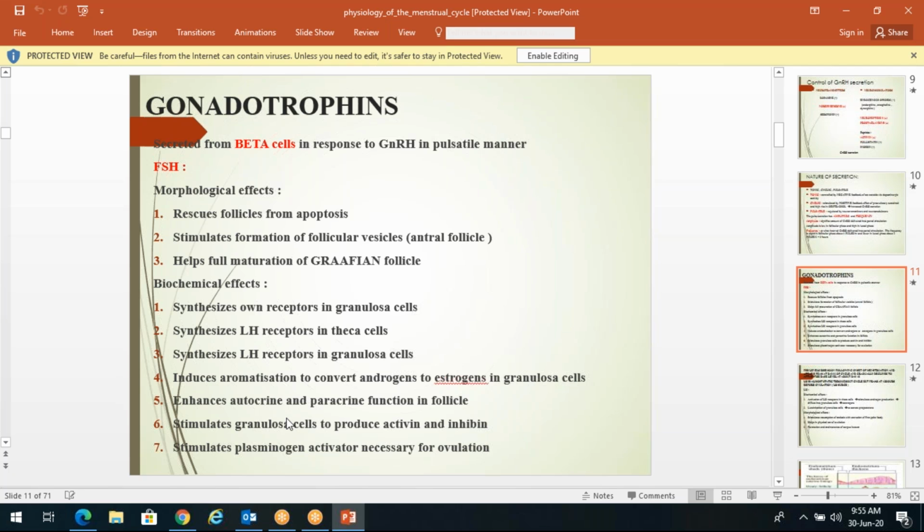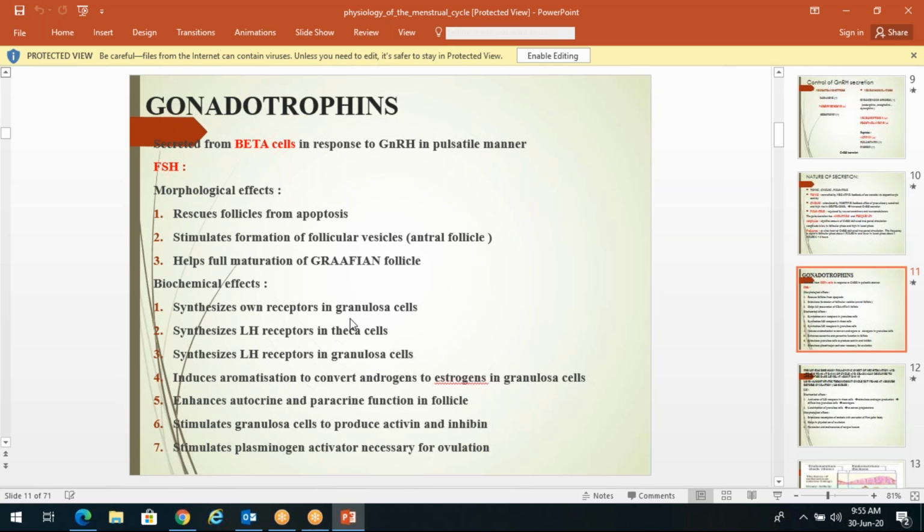What are the biochemical effects of the follicle stimulating hormone? It synthesizes its own receptors on the granulosa cells. It synthesizes LH receptors on both theca cells and granulosa cells, and it induces aromatization, that is, conversion of androgens to estrogens in granulosa cells, and it stimulates the production of activin and inhibin from the granulosa cells. These are the main biochemical effects of FSH on the follicle.